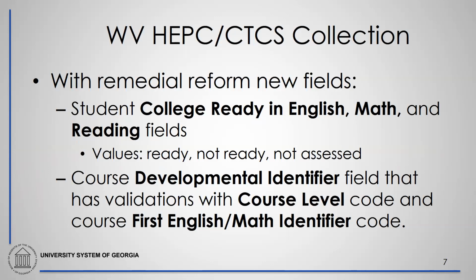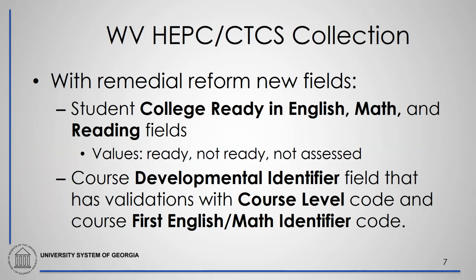We also implemented a course developmental identifier field that I'm going to talk to you more about in the next slide. And this course developmental identifier field has validations in the data collection with course level code. So if a course is identified as a developmental course, it has to have that foundation level on that course level code. And it also has to align with a relatively new, at this point, first English math identifier code.